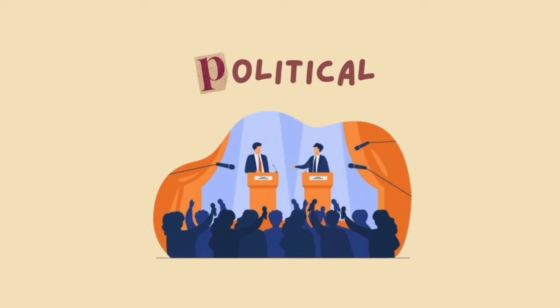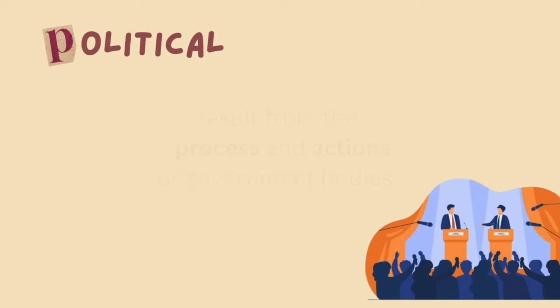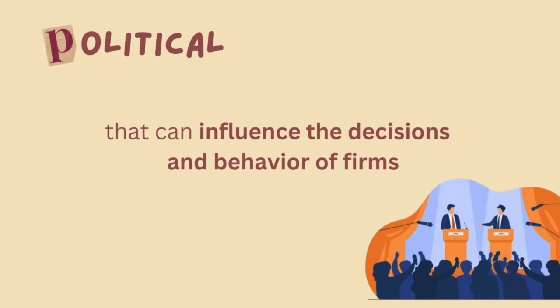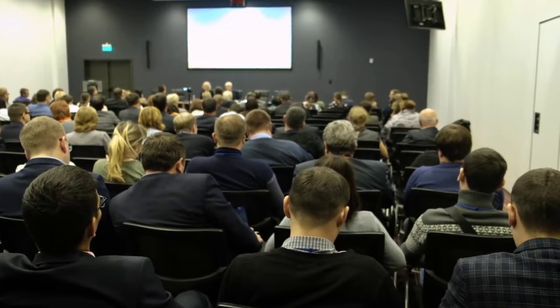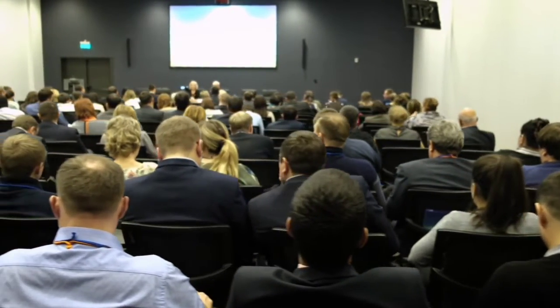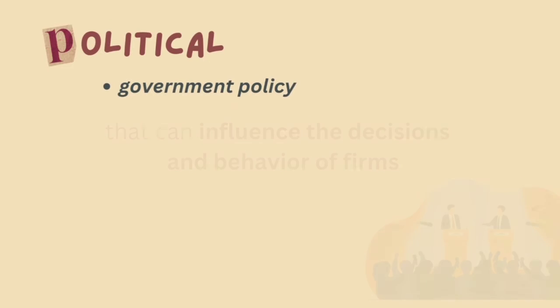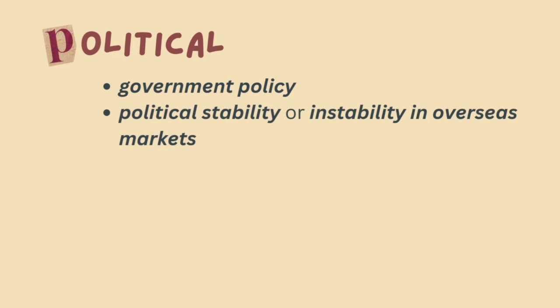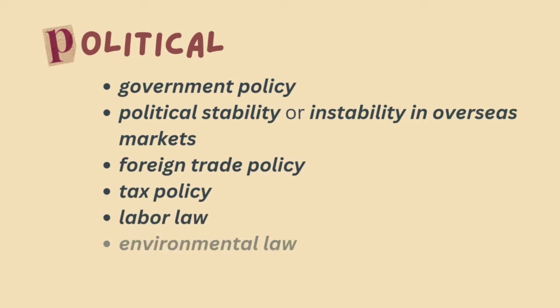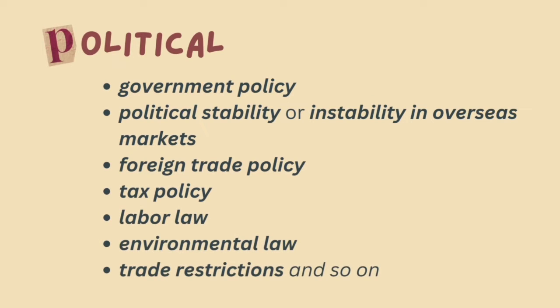First is the political. Political factors result from the process and actions of government bodies that can influence the decisions and behavior of firms. These are all about how and to what degree a government intervenes in the economy. These can include government policy, political stability or instability in overseas markets, foreign trade policy, tax policy, labor law, environmental law, trade restrictions, and so on.